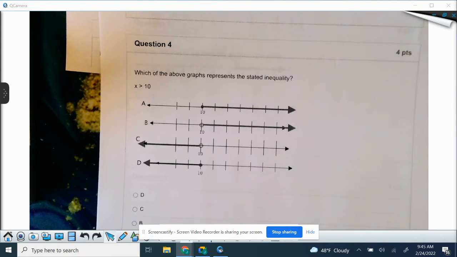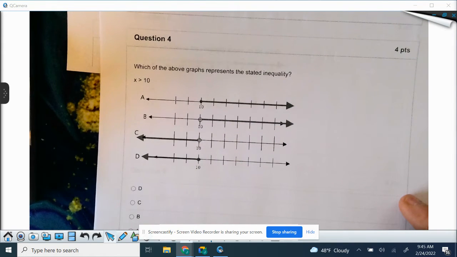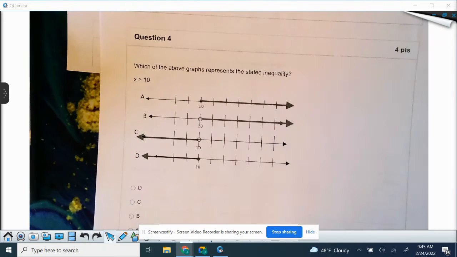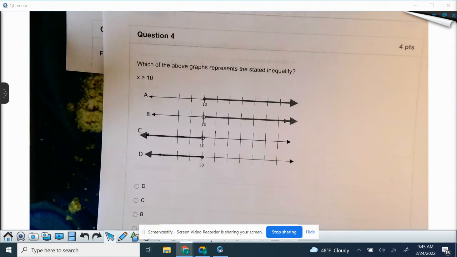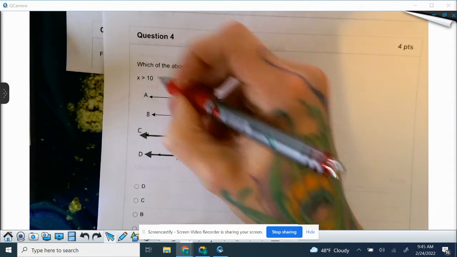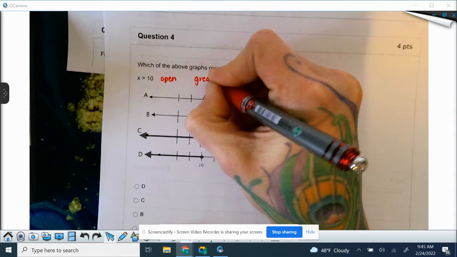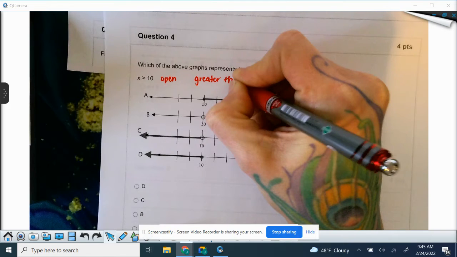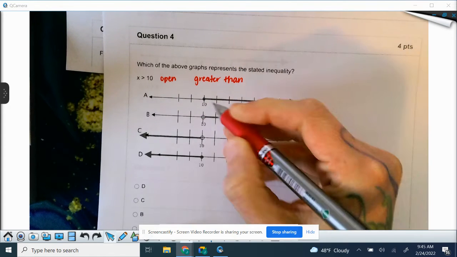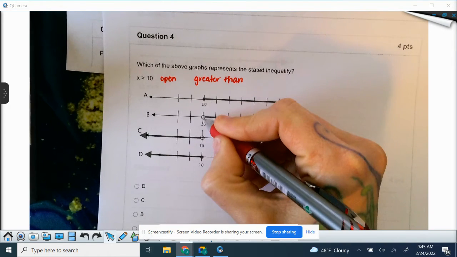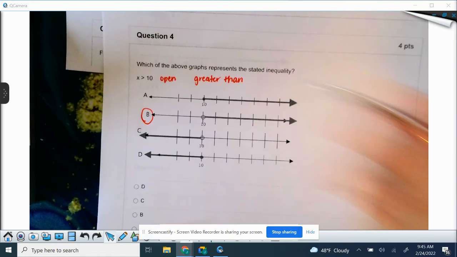Which of the below graphs represents the stated inequality? Whoops, it's definitely supposed to say below. So it's not a closed circle, so we know this is going to be an open circle, and that is x is greater than, which means we're going to shade to the right. So it's going to be an open circle and then shade to the right. So our answer should be B.